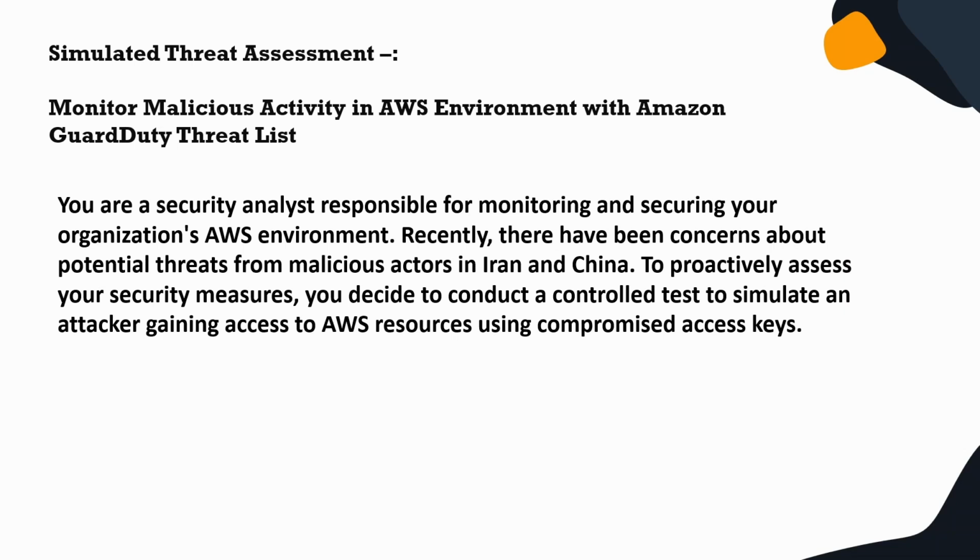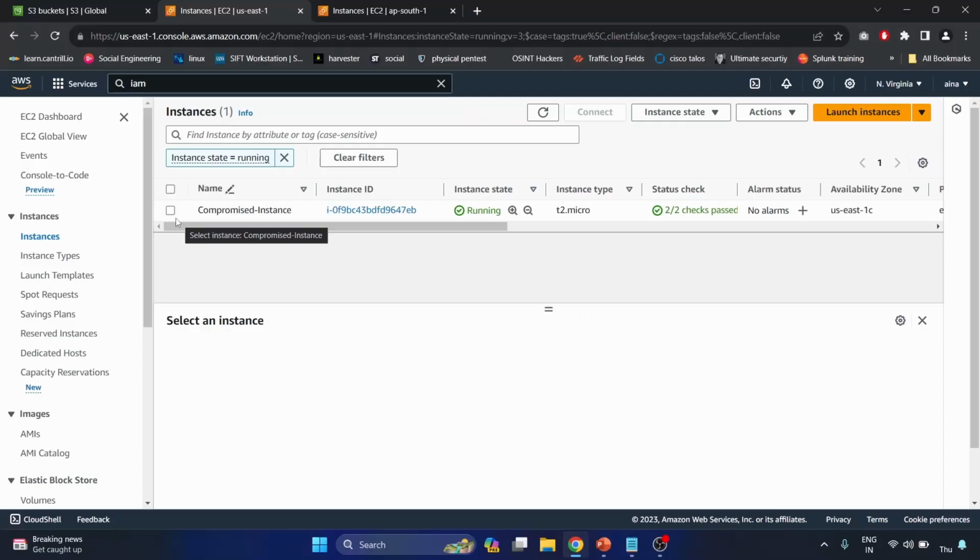So I've created some fictional scenarios, and we will see how we can use the GuardDuty threat list to monitor the malicious activities in our AWS environment. Okay, so I have this compromised EC2 instance. Sarah has launched this instance and unfortunately she has hard-coded the credentials, such as the secret key and access key ID, in the application code. So let me show you.